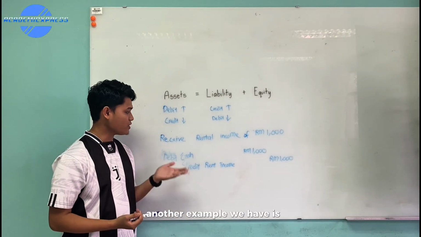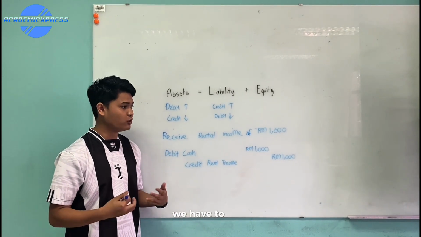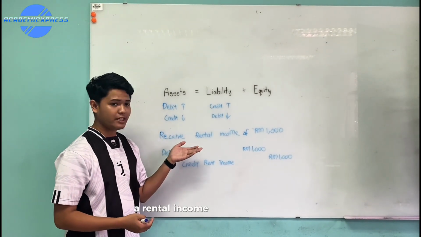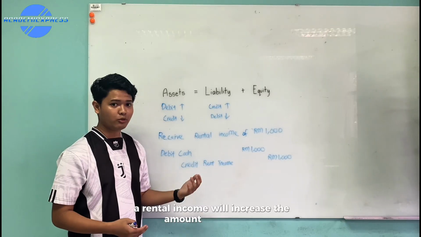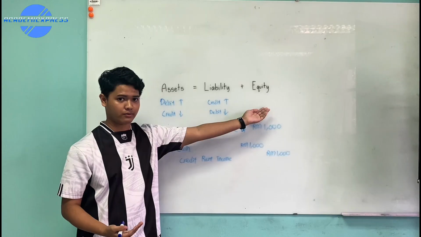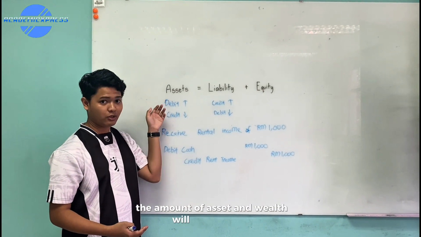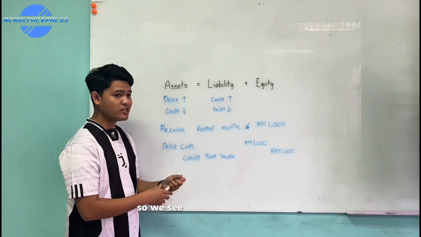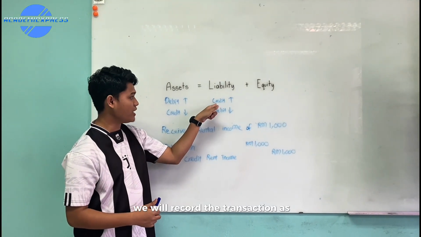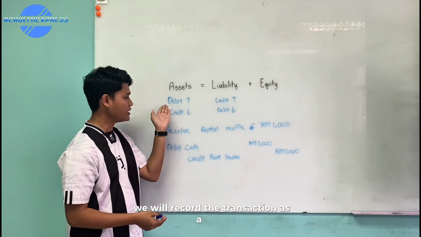Another example we have is we receive a rental income of 1,000. To record this transaction, we have to know how this transaction affects our formula. A rental income will increase the amount of our profit. So if our profit increases, our equity will also increase. So when our equity increases, the amount of asset that we have will also increase. So we see here that if an equity increases, we will record the transaction as a credit. And if an asset increases, we will record the transaction as a debit.